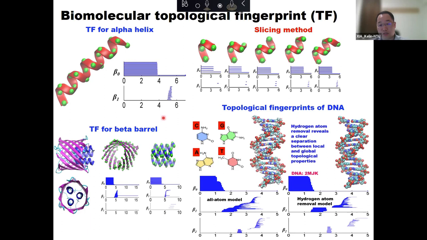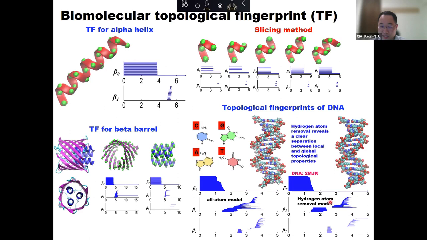And the more interesting one is DNA. We know that DNA has this double helix structure. If you take a suitable representation, where we just get rid of the hydrogen atoms, you will see that the bars can be separated into two regions. This part comes earlier in the filtration, and this part comes later in the filtration. That's a clear separation in the barcode.